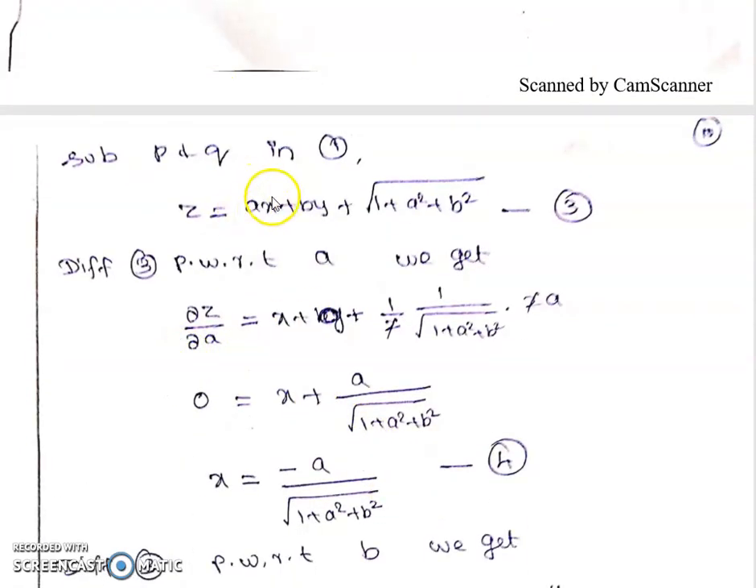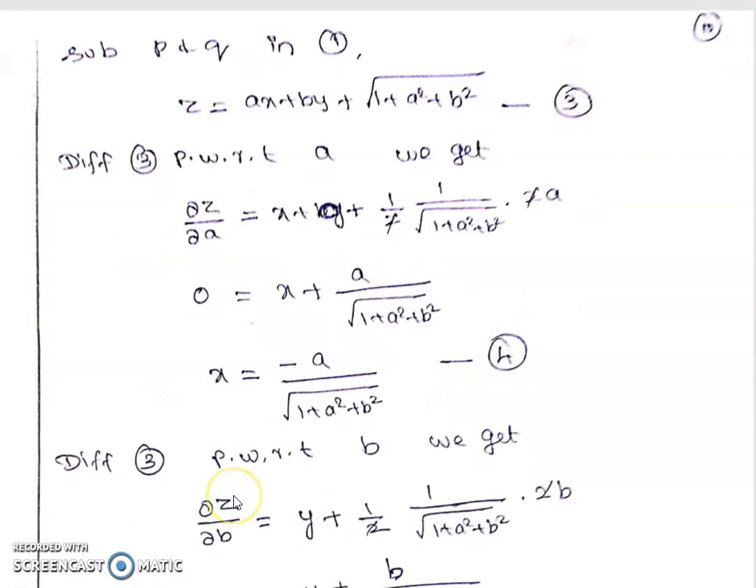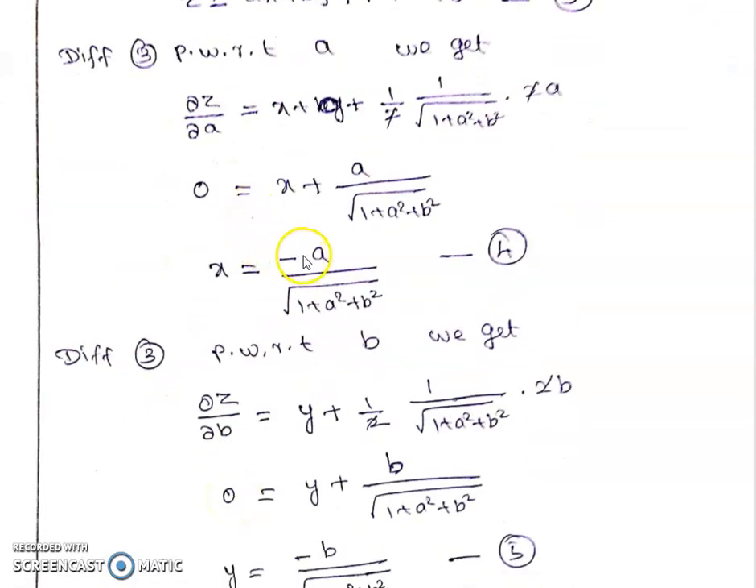Here differentiation of ax is x, plus, here no a term is there, so the second term is 0, plus here you have to first differentiate the square root. So 1 by 2 into 1 by square root of 1 plus a square plus b square into differentiation with respect to a, which is 2a. So here we can cancel this 2. We get 0 is equal to x plus a by root of 1 plus a square plus b square. So from this we can calculate x is equal to minus a by root of 1 plus a square plus b square.